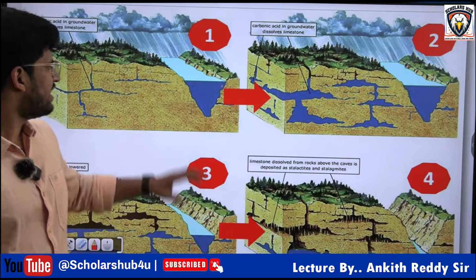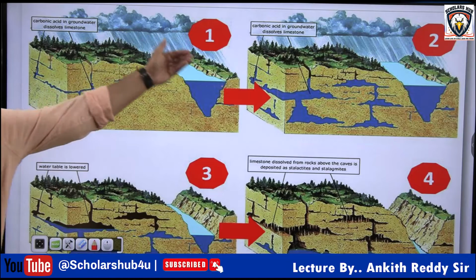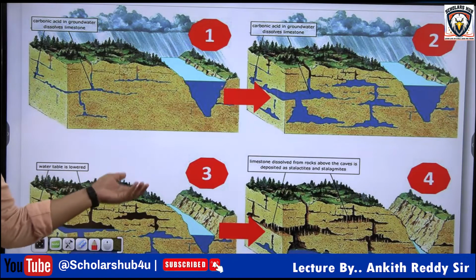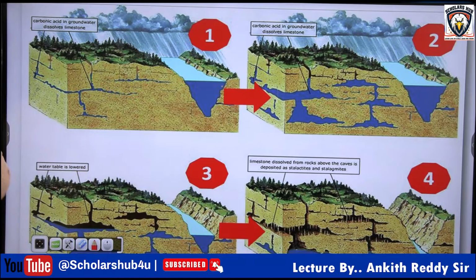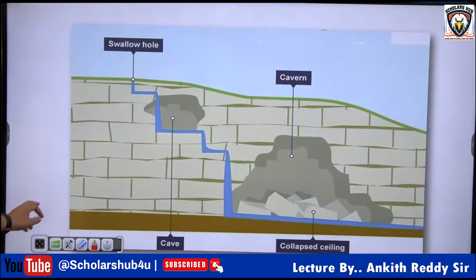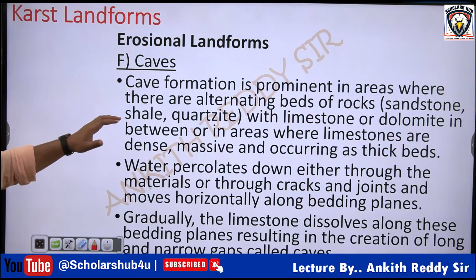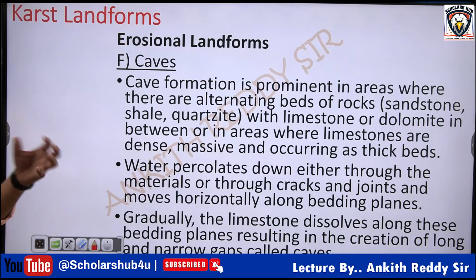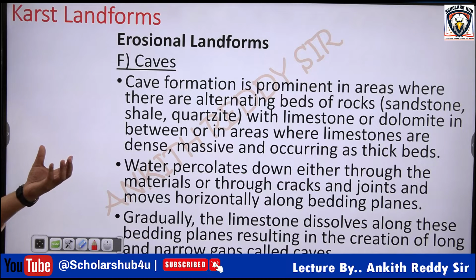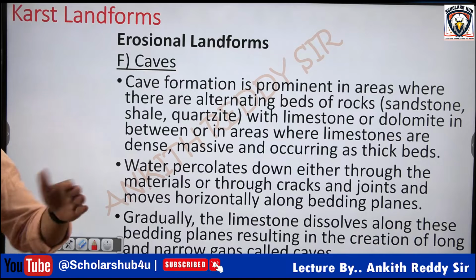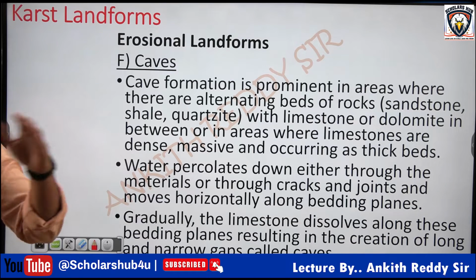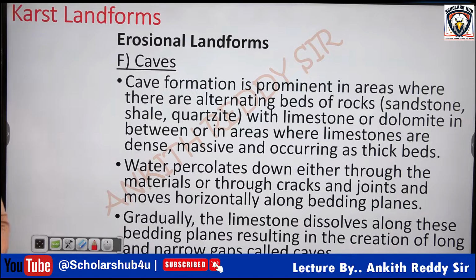Why is it called an erosional feature? Earlier there was no cave here, but because of the action of groundwater, a cave has formed. What has it done? It is a kind of erosion, right? Dissolving is also a kind of erosion. Got my point? So what is a cave? Cave formation is prominent in areas where there is limestone and other rocks. Where there is limestone, the water will percolate down either through joints or through sinkholes, and wherever there are horizontal beds of limestone, that part gets dissolved, forming caves.